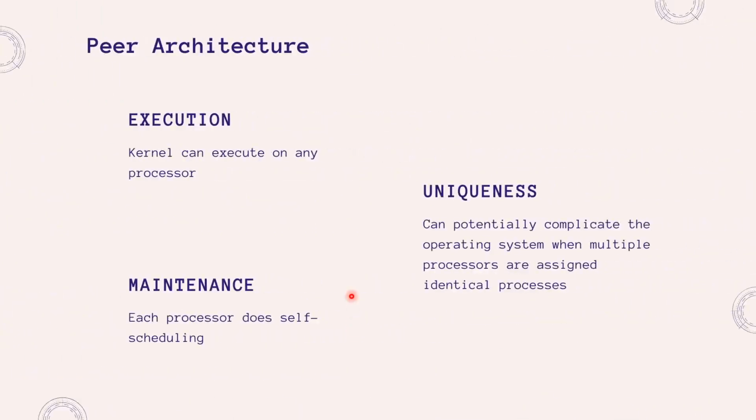Now for peer architecture. It's different in that the kernel can execute on any processor, and each of these processors can do its own self-scheduling. However, it can complicate the operating system if multiple processors are assigned identical processes. So make sure that two processors do not choose the same process.